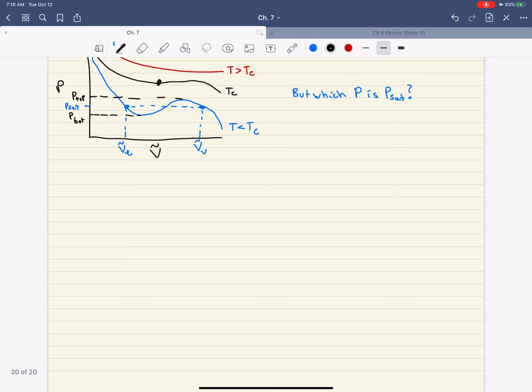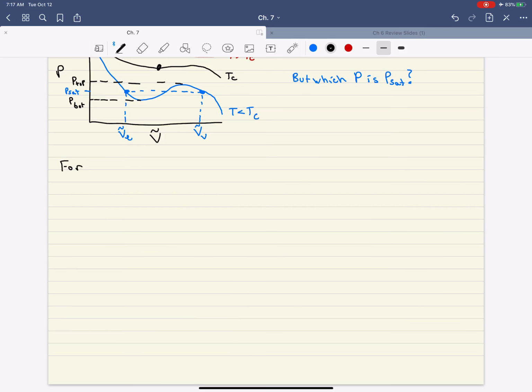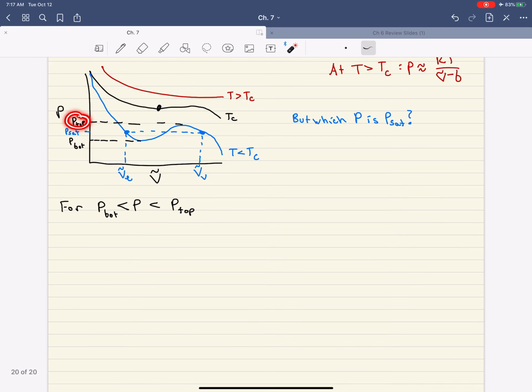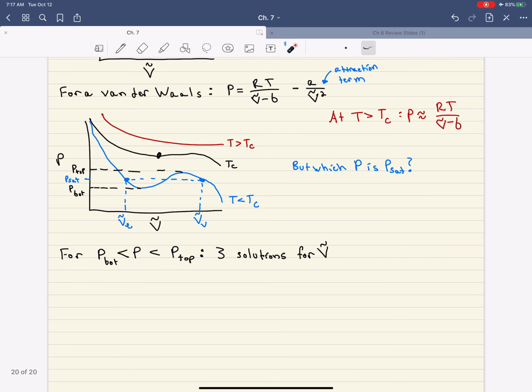In order to figure that out, we need to go back to our equilibrium criterion. The first thing I'll say is that for a given pressure between P bottom and P top, that I refer to here and here, we see from the model that for a given pressure, that pressure corresponds to three different volume values.